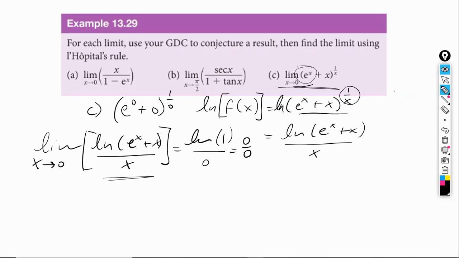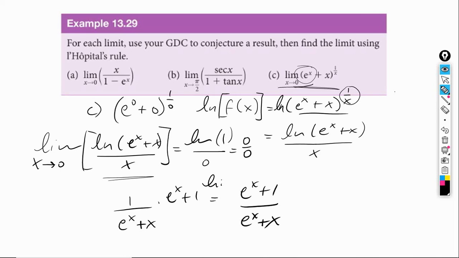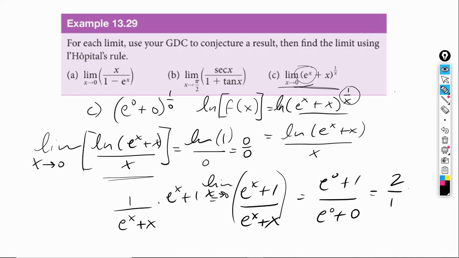So we do the derivative of this, and we're going to get 1 over e to the x plus x, times the derivative of the inside, which would be e to the x plus 1. But this is the same as e to the x plus 1 over e to the x plus x. So if we apply the limit as x approaches 0 to this expression here, we're going to get e to the 0 plus 1 over e to the 0 plus 0, which is going to be 2 over 1, which is 2.